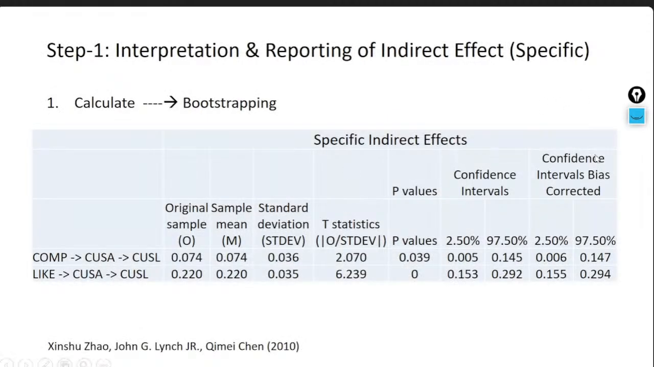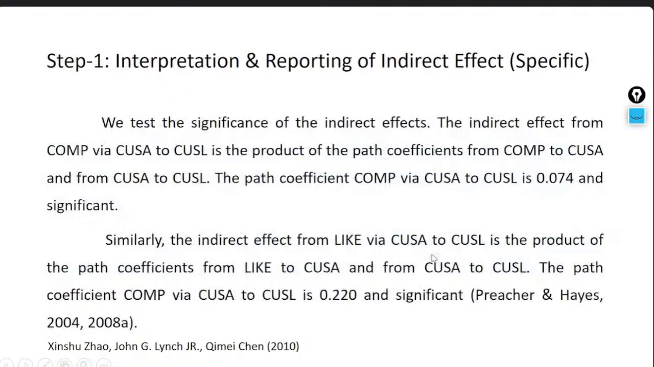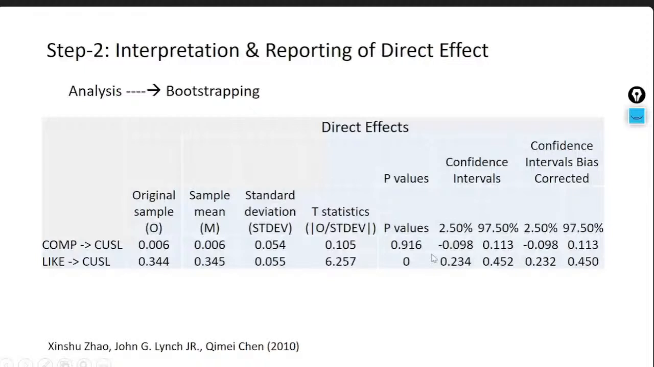So look, first in bootstrapping we will find the indirect effect. Here both indirect effects are significant, competence and likability both are significant. Then we will check the direct effect. The direct effect between competency and customer loyalty is significant, and likability and customer loyalty is not significant.